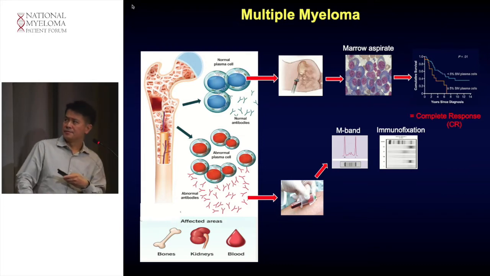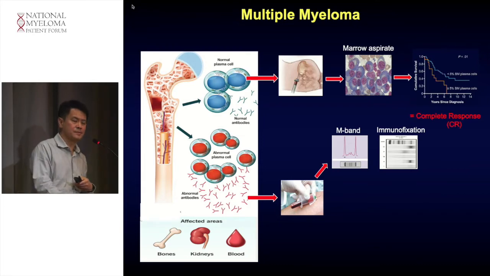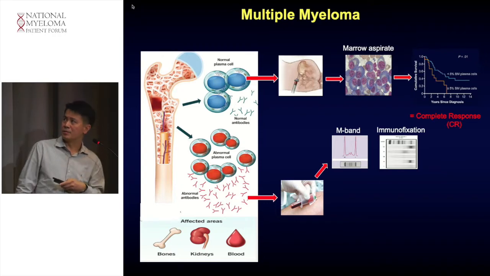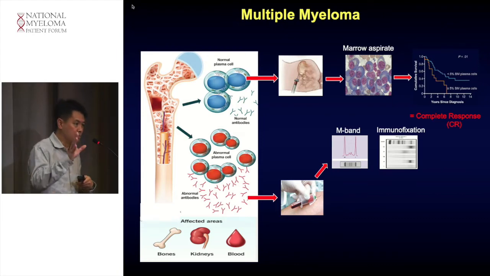And so if you get less than 5% plasma cells in the bone marrow, and you have disappearance of your M band and your immunofixation is normal, this is what we call complete response, or CR. And for the longest time, this is what we have always been aiming for.